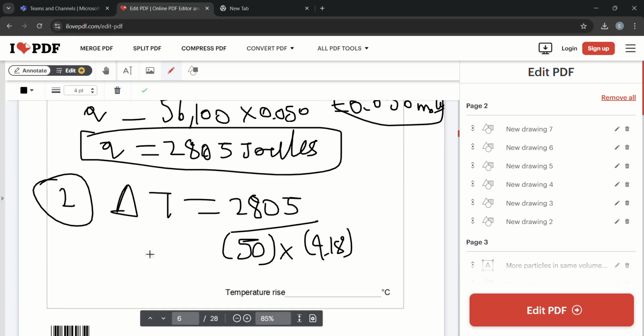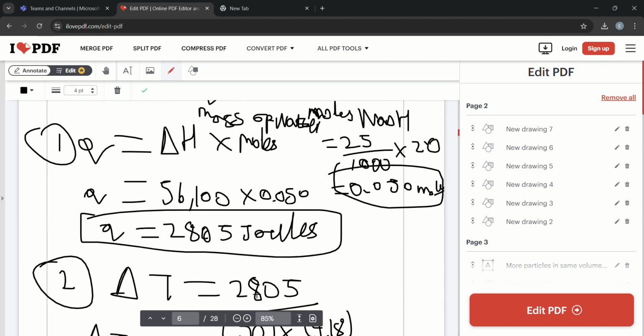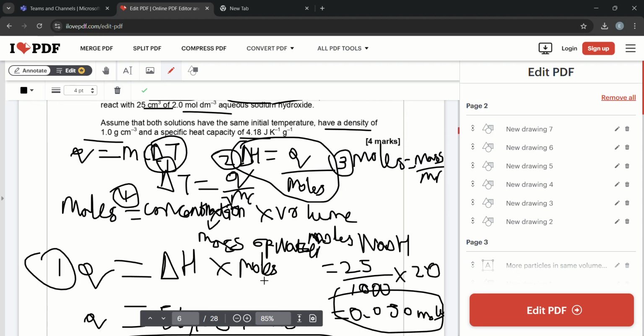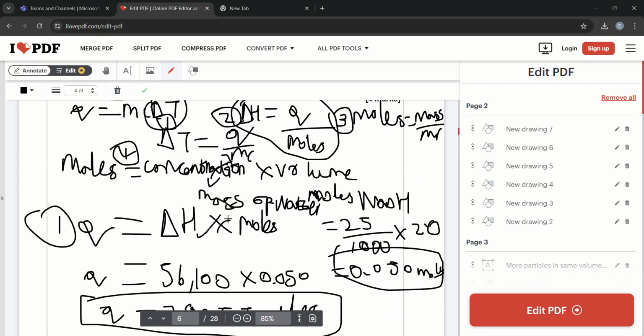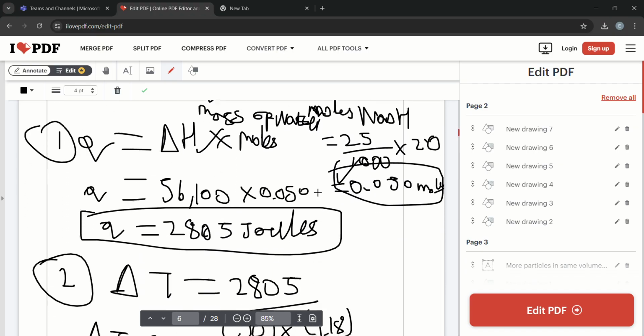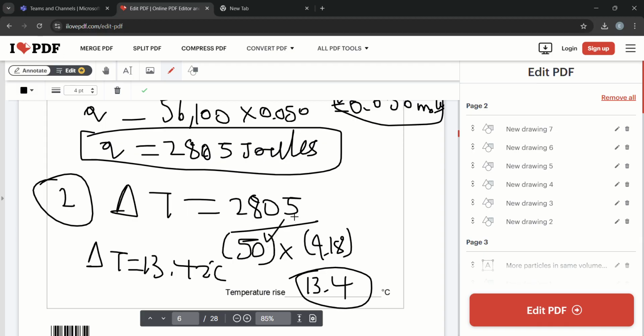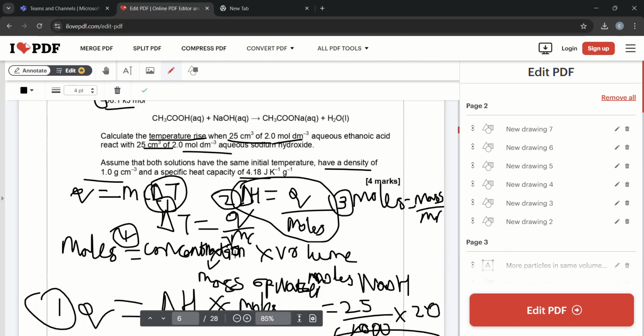2805 divided by 50 times by 4.18, I get delta T equals 13.42 degrees Celsius. 13.4 degrees Celsius. That's my final answer. So probably 1 mark for this, 1 mark for calculating the moles, 1 mark for finding out the mass of water, and then a final mark for finding out the temperature rise.